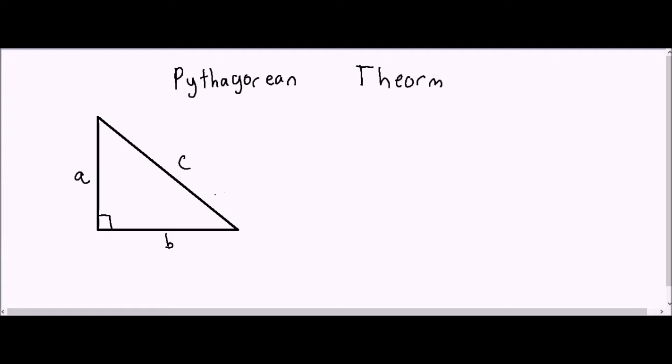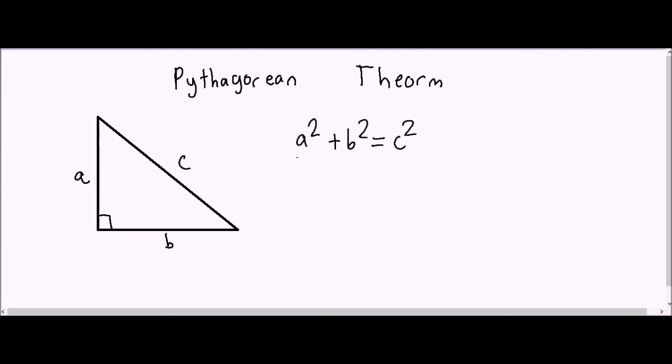So, simply put, if you have a right triangle, that is a triangle where one of the angles is 90 degrees, and you label the two shorter legs A and B, and the longest side, the hypotenuse, C, then the Pythagorean theorem states that a squared plus b squared will equal c squared.